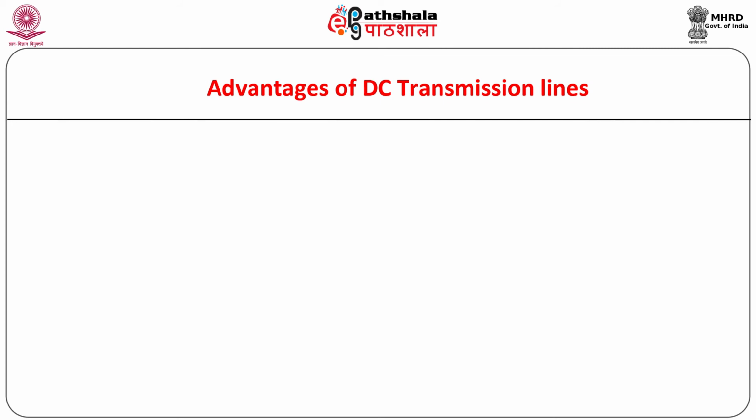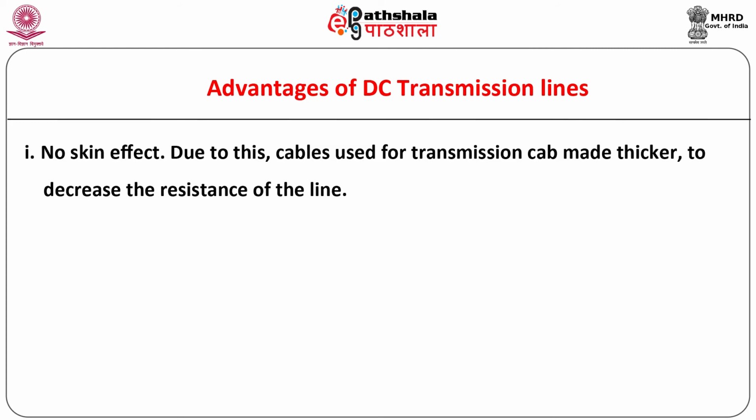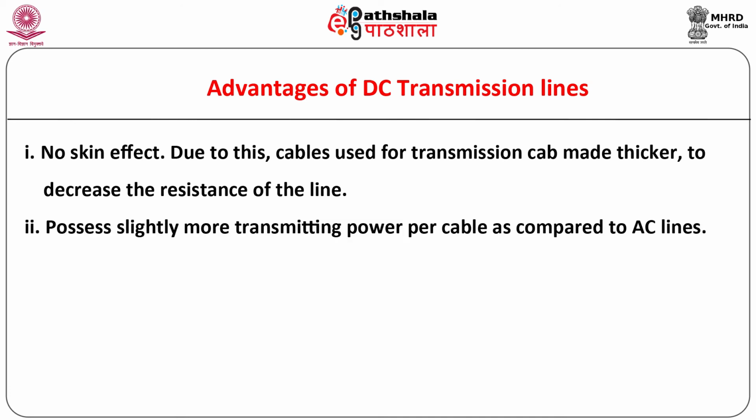There are many advantages of DC transmission lines over AC transmission lines. For example, DC lines suffer no skin effect. Due to this, cables used for transmission lines can be made thicker to decrease the resistance of the line. DC lines possess slightly more transmitting power per cable as compared to AC lines for similar equivalent conditions. DC lines can carry approximately double the power carried by an AC line at the same voltage.